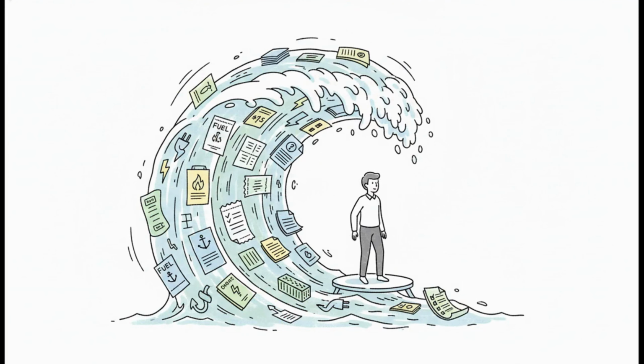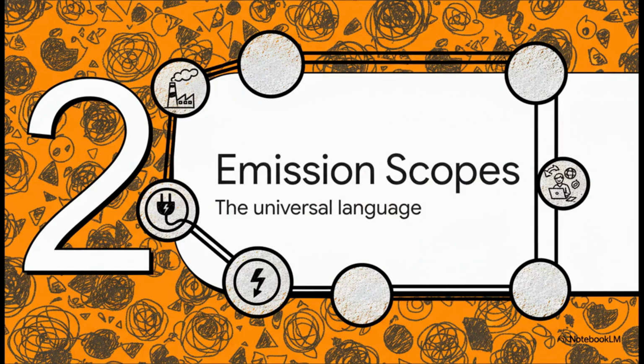What sustainability managers are up against is a true data tidal wave. They've got to pull information from thousands of sources. We're talking fuel bills, shipping records, electricity invoices, you name it. And all of that data has to be perfectly structured to meet these super rigorous reporting standards, like the Global Reporting Initiative, or GRI, which basically sets the global standard for this stuff. It's a monumental job.